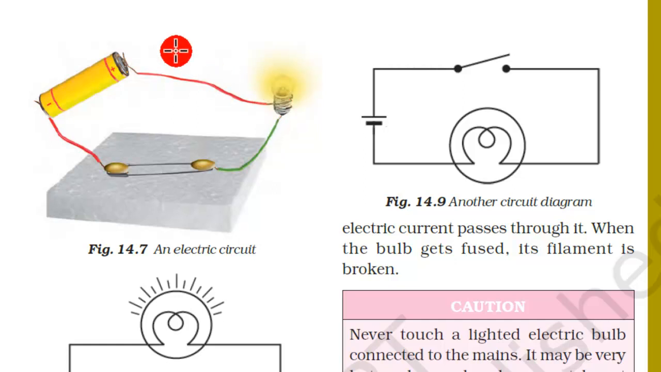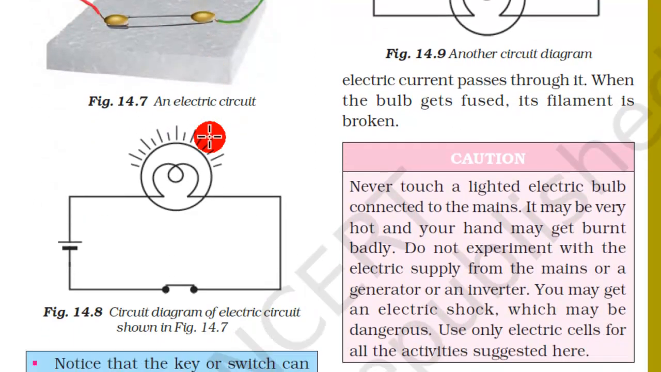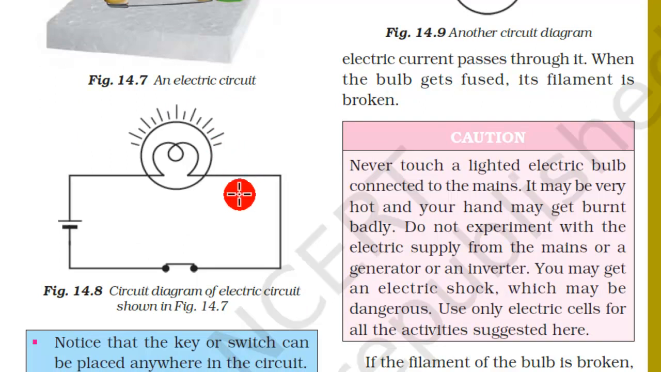The bulb is glowing because the circuit is complete. As we see, there is no gap between the wires and the bulb and the cell, and the switch is also in on mode. In order to represent this electric circuit in a circuit diagram, we can draw like this.